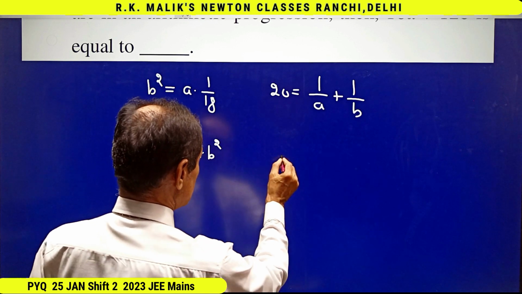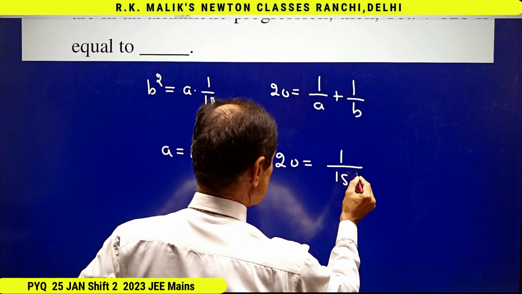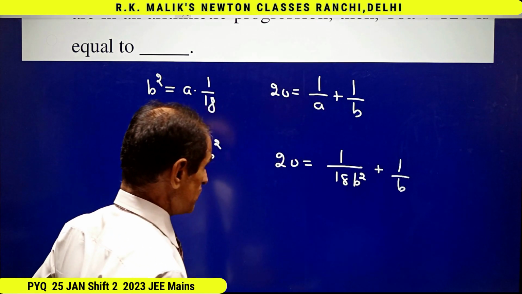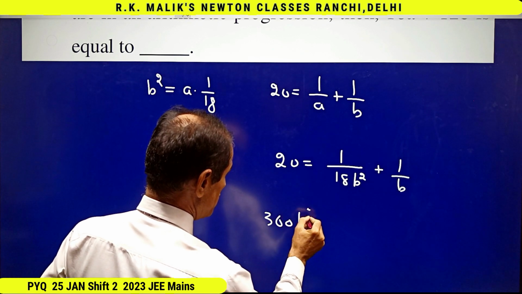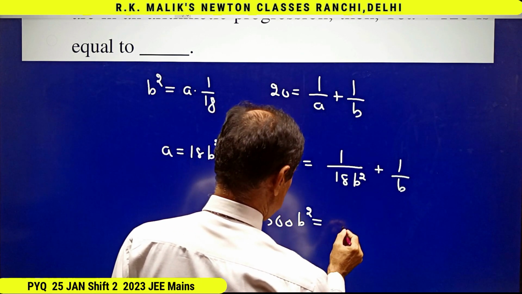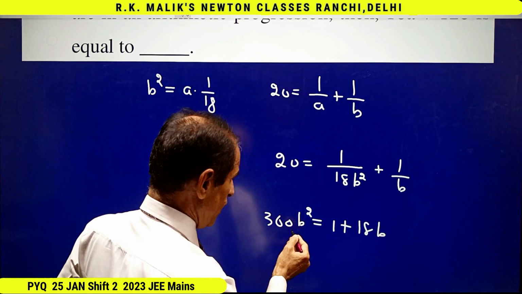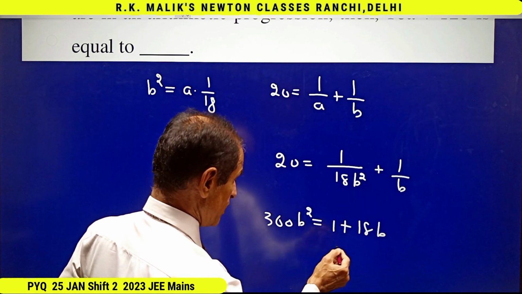And now it becomes 20 equal to 1 upon 18b square plus 1 upon b. Hence I get 360b square equal to 1 plus 18b. And after this step, otherwise the calculation will become very high.